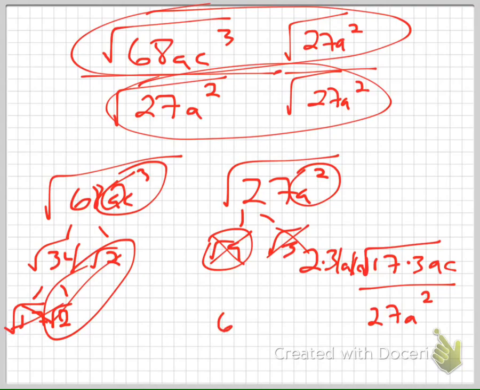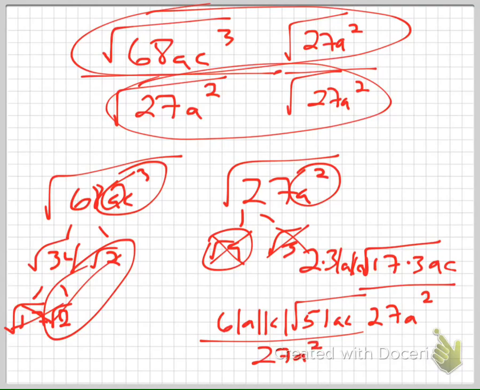So we have 6 absolute value of A, absolute value of C, times the square root of 51AC over 27A squared. What a mess. What can I reduce here? The 6 and the 27 can be reduced. This becomes a 2, and this becomes a 9. I can reduce this A, so that A is gone. That leaves me with just an A down here. So it actually comes out to 2 absolute value of C times the square root of 51AC over 9A.